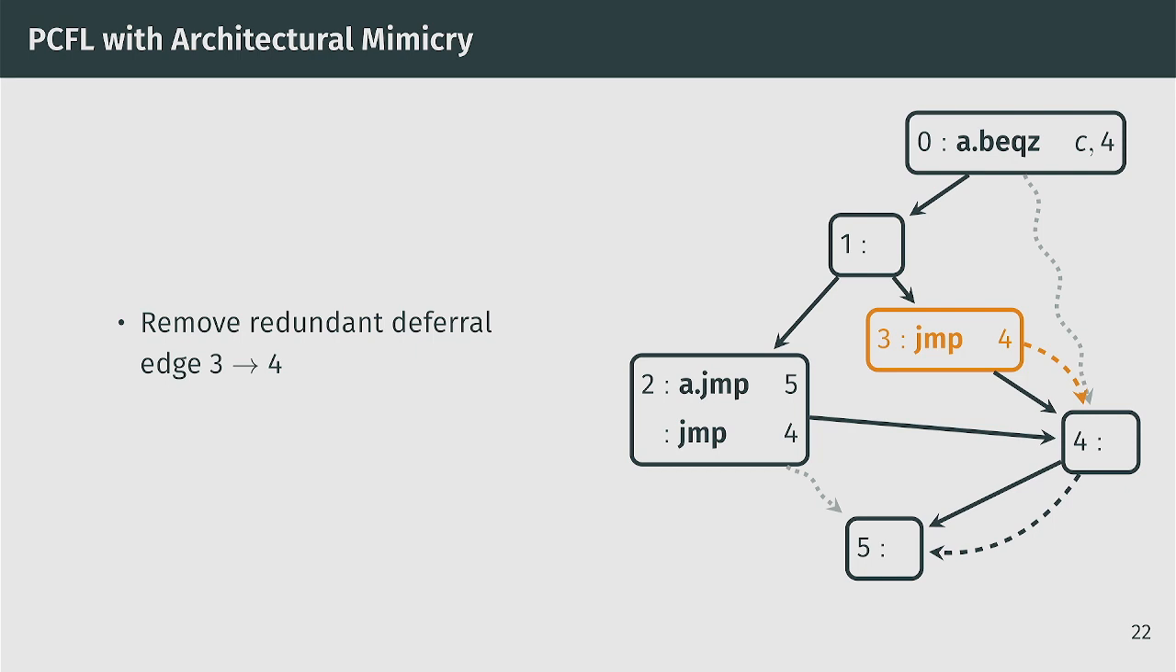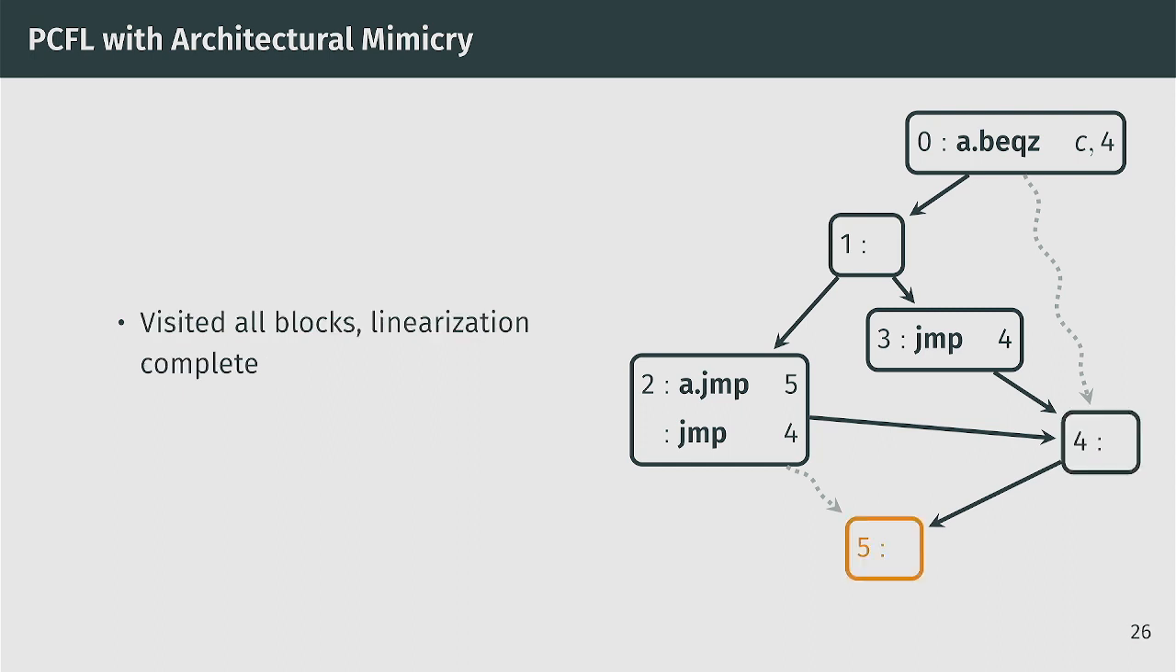The next block we visit is block 3. Here the deferral target and the successor are the same, so we can simply remove the redundant deferral edge. And then we can do the same for block 4, and we don't need to do anything for block 5. So now we visited all the blocks and we've completed the linearization of the secret-dependent branches, which is only the branch in block 0 in this case.